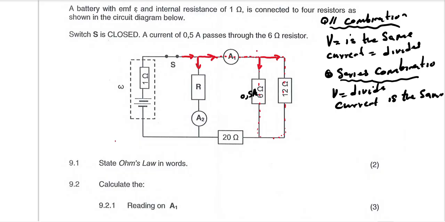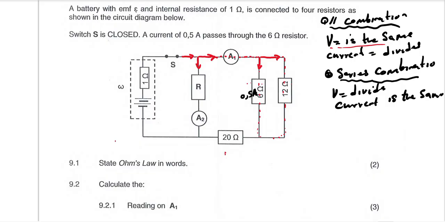Do you get me? So we know the current of the 6 ohm. What are we short of? The current of the 12 ohm. So let's find the current of the 12 ohm. How are we going to find it? Let's find the voltage here so that we can take this voltage and use it here, because we say in a parallel combination, voltage is the same.